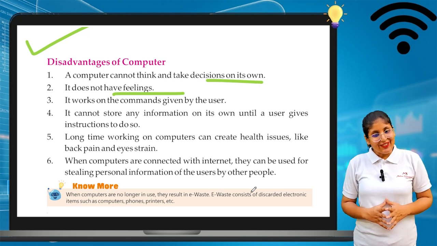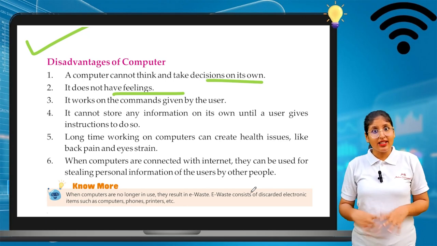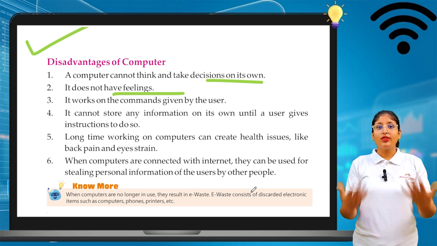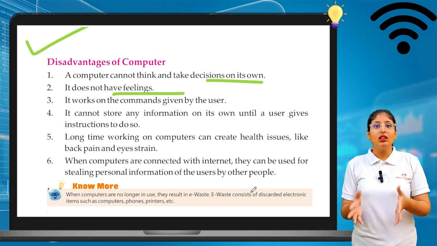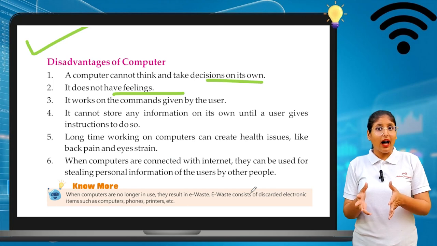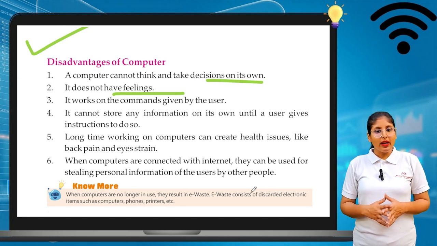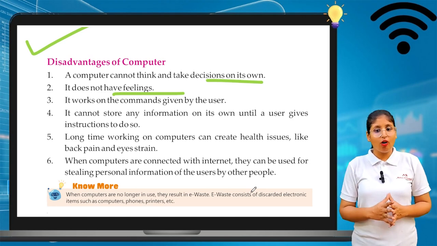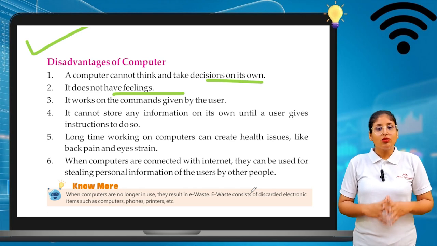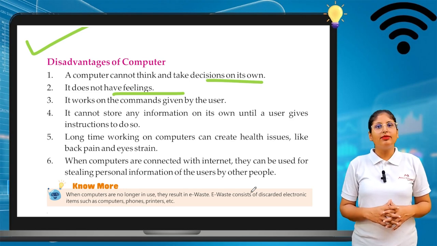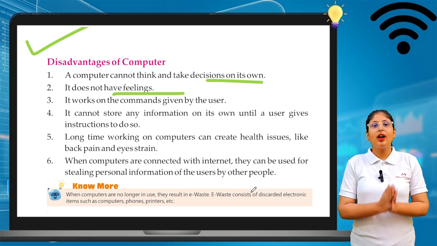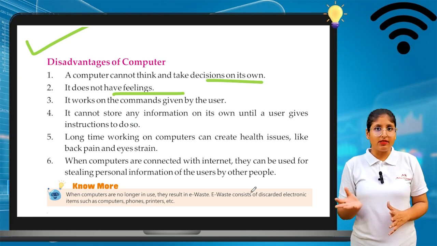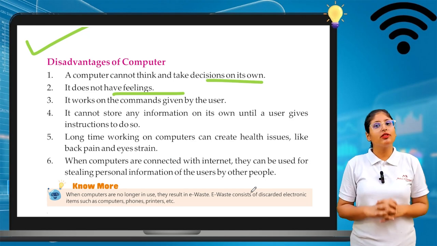Okay, fifth, working for a long time on a computer can create health issues like back pain and eye strain. As we already know, if you spend lots of time with your computer, then your health becomes bad. Okay, next, sixth, when computers are connected with the internet, they can be used by other people for stealing the personal information of a user. So these are some disadvantages the computer has. But I am hoping you are using your computer very carefully and under the guidance of your parents. This is the most important thing that you have to follow.